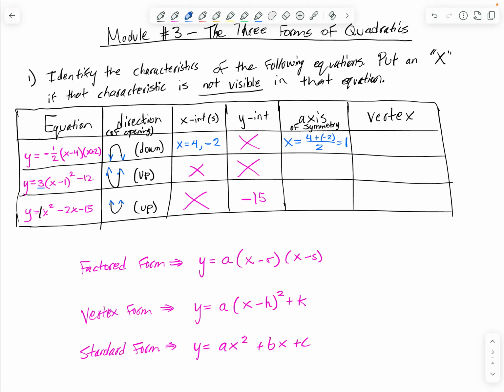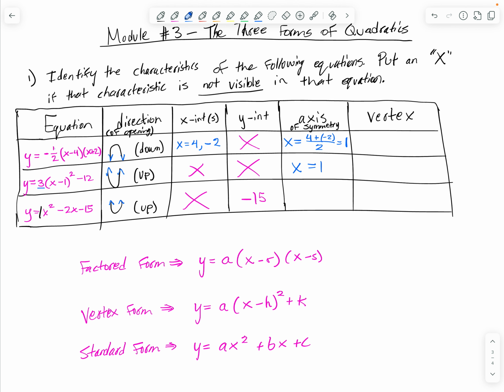Okay. Next, when I look at vertex form right here, the coordinate of h, the x-coordinate of my vertex, is my axis of symmetry. So it's just x equals 1. Okay, so that's my axis of symmetry. It's the value that makes this 0, which is 1. The reason for that is that this is h and k, and the h value is my vertex, and the vertex goes through the axis of symmetry, so x equals 1.